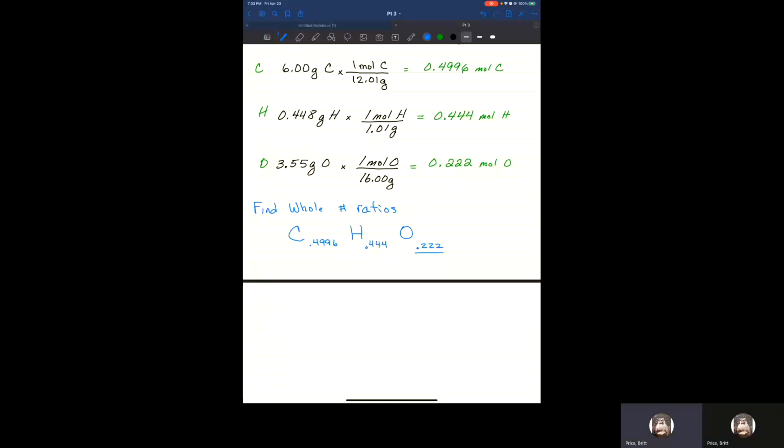Once again, divide by the smallest, 0.222, 0.222, 0.222. And when I do this, I end up with carbon 2.25, hydrogen 2, oxygen 1.